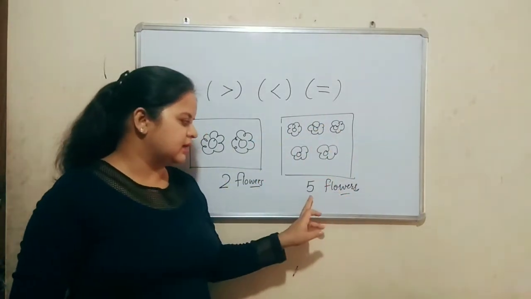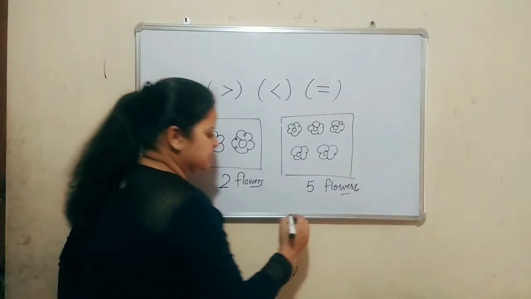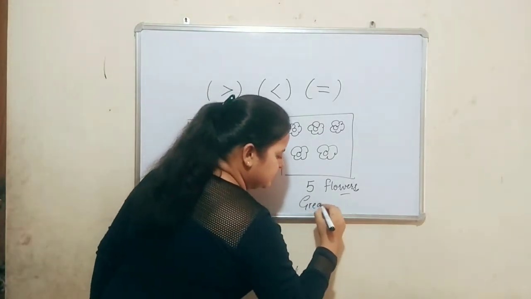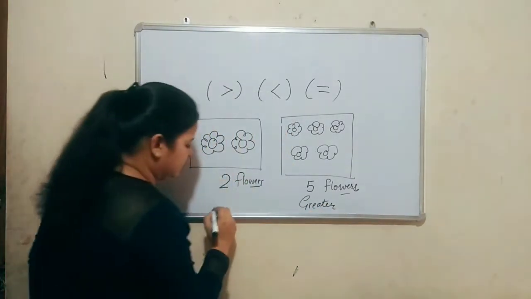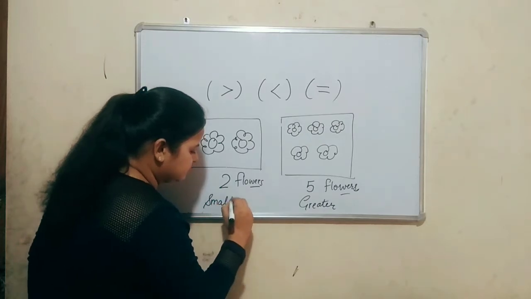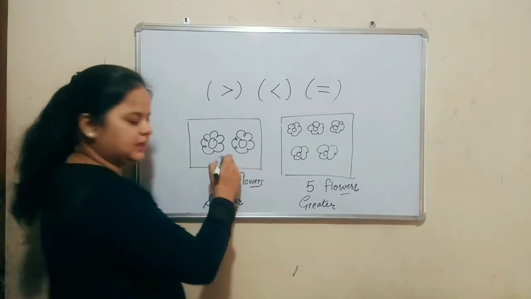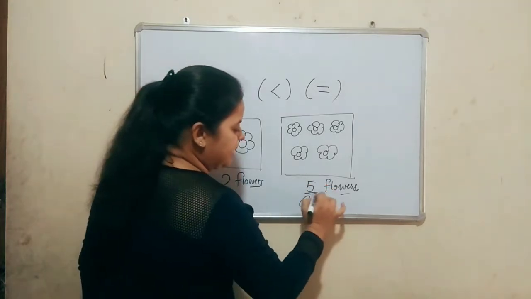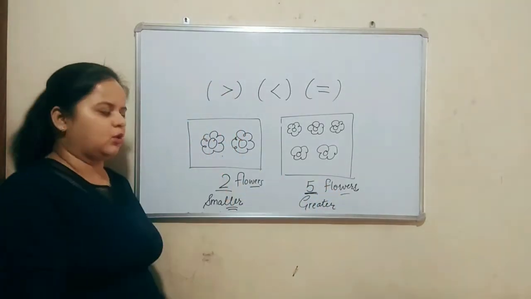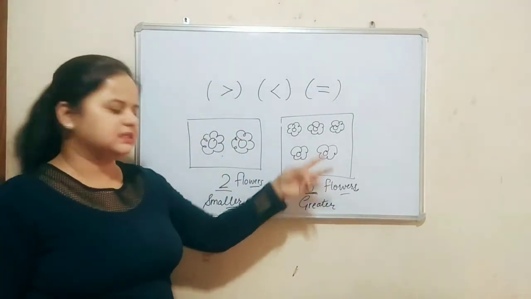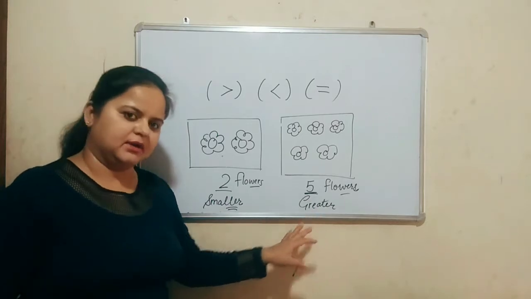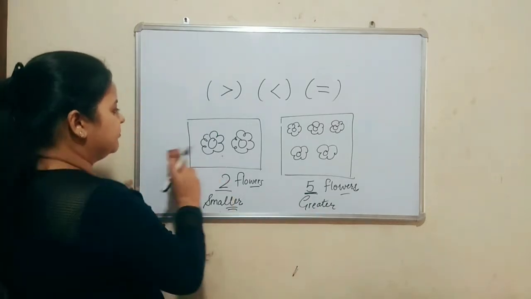So the more number is always greater. This is the greater number and this is the smaller number. जो नंबर कम ऑब्जेक्ट्स को शो कर रहा है वो स्मॉलर है, and that number which is showing more flowers, more objects, that is the greater number. Okay, clear?